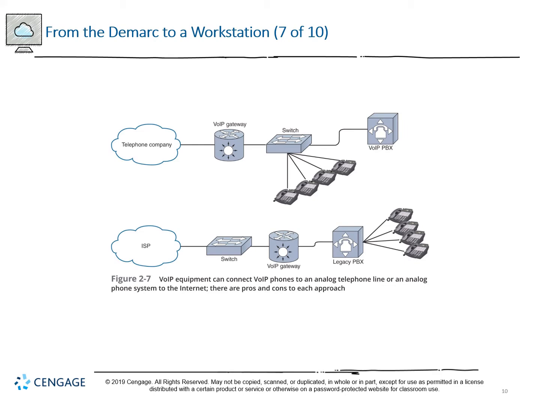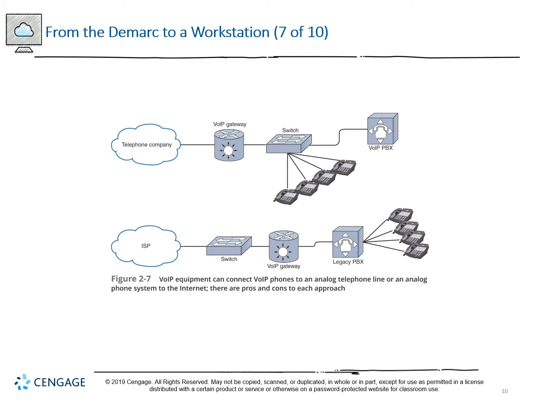So here we can see the structuring that we would use. If we have a telephone company, and then we connect to a VoIP gateway to convert from voice to data, and then it moves internally, we would have a switch, which is then connected to the data devices for the endpoints. And then we have our VoIP PBX over here.